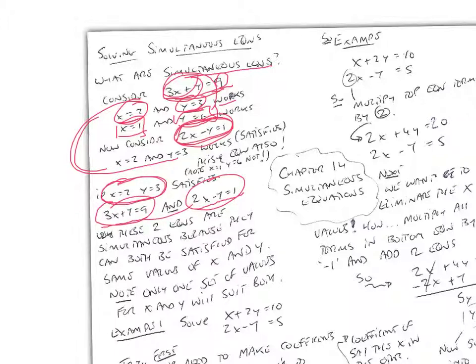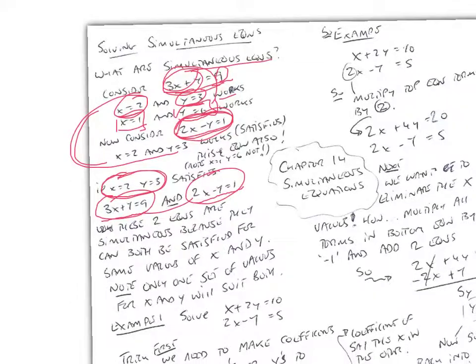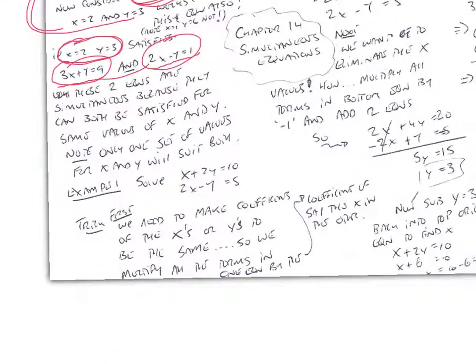So let's look at how to solve simultaneous equations, in other words, finding those values of x and y that satisfy both the equations. Well, the first thing we need to do is look at the two equations, x plus 2y equals 10 and 2x minus y equals 5.